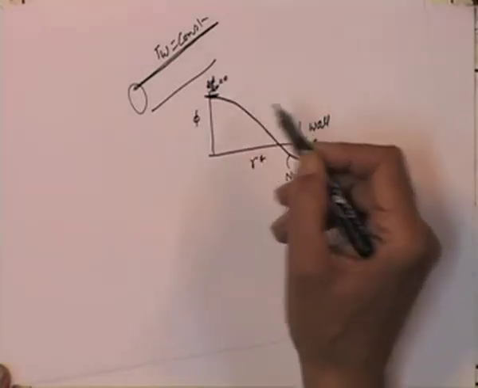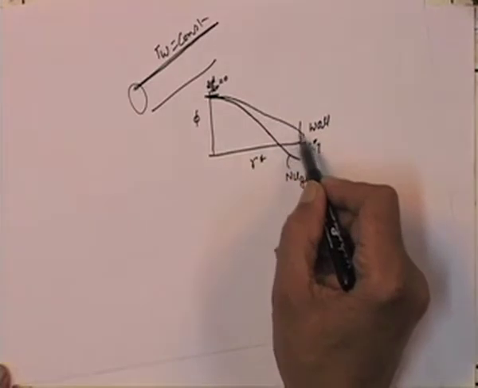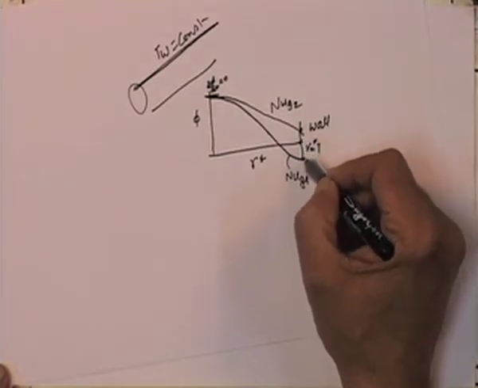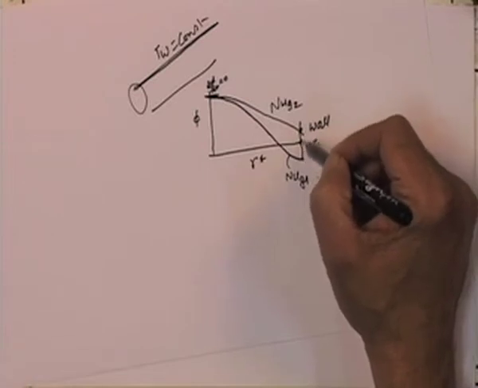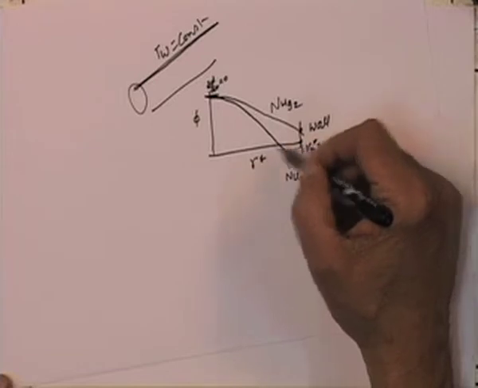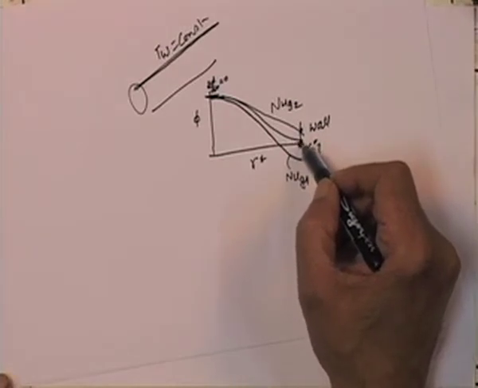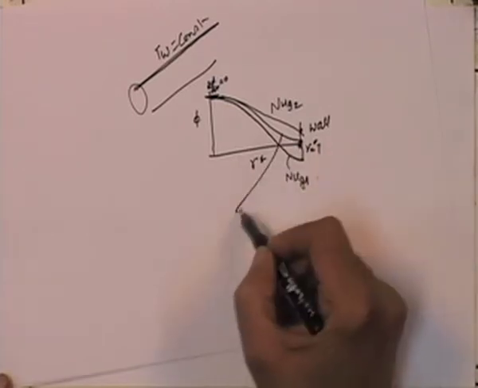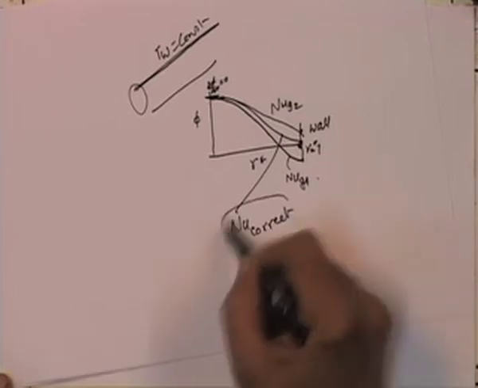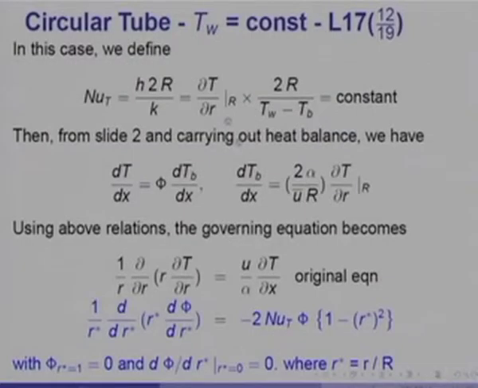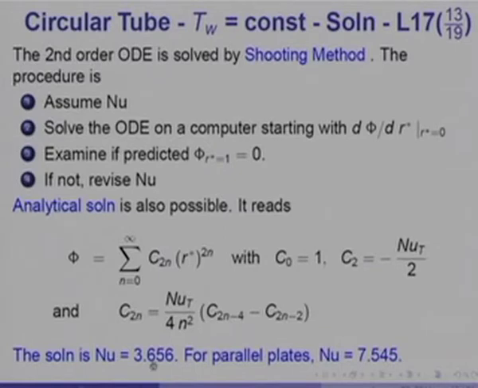So, I take another guess, Nu g2, and the error now is on the positive side, the error here was on the negative side, and therefore, I can use a bisection method to refine my error and generate a solution. Ultimately, I will come up with a value of Nu which gives me phi at r* equal to 1 equal to 0, which is what I want. So, this is the Nu correct. If you do that in this equation, you have to go on assuming a value of Nu_T and solve the equation, and you will see Nu_T turns out to be 3.656, or sometimes taken as simply 3.66.